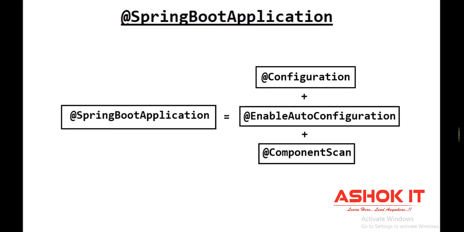Right? So the @SpringBootApplication annotation is a very important annotation in Spring Boot applications. This one annotation is equal to three annotations: @Configuration, @EnableAutoConfiguration, @ComponentScan. @Configuration is used to represent our Java classes as a configuration class, which avoids XML based configurations. The EnableAutoConfiguration annotation is used to guess the components that are required to run our applications. The ComponentScan annotation is used to scan for classes to represent them as Spring Beans.